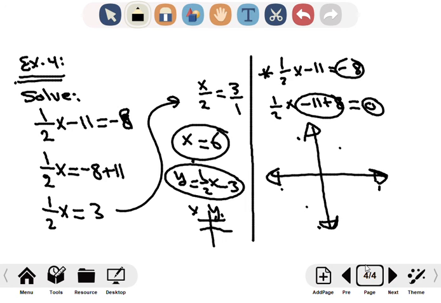I won't ask you to solve an equation by graphing. I will tell you, solve the following equation algebraically, okay?